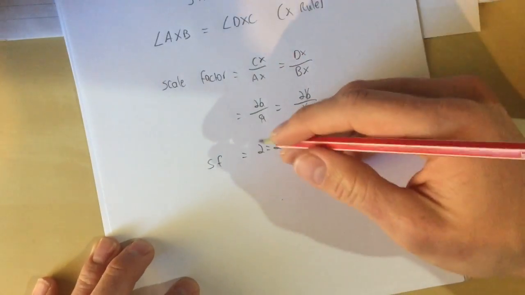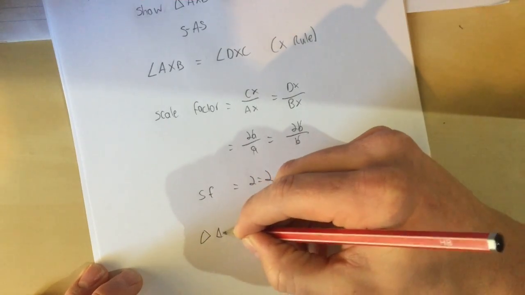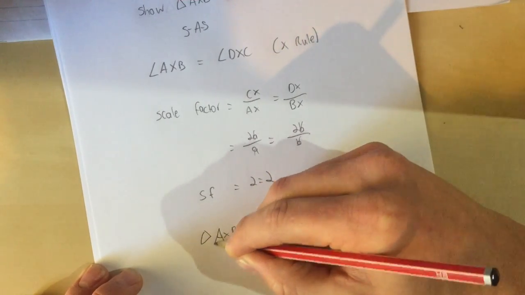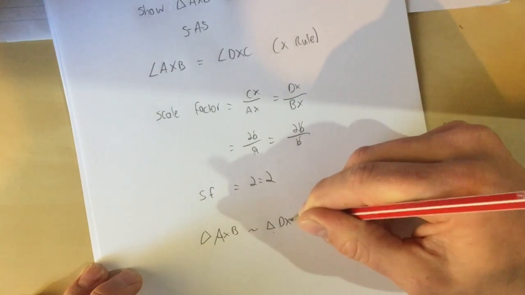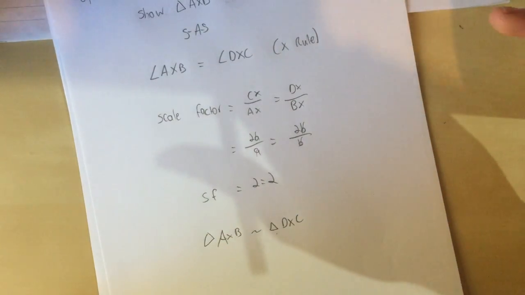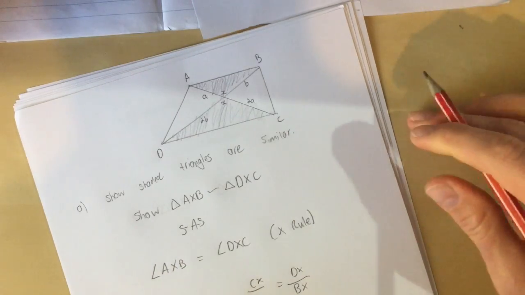So from there we can say that triangle AXB is similar to triangle DXC, as they share a common scale factor and the same angles at the top.